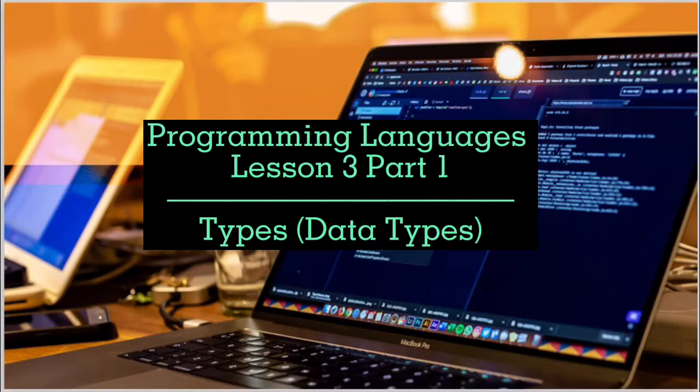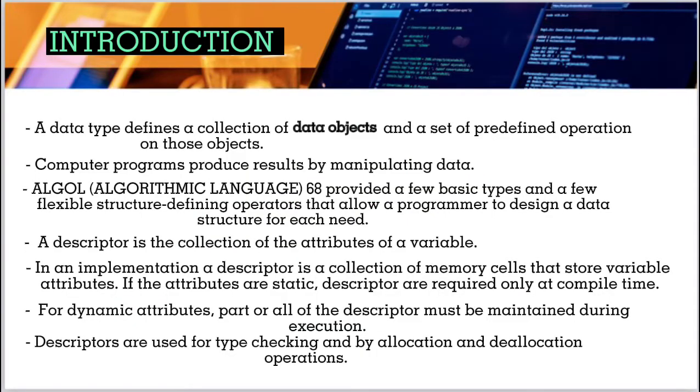In this video discussion, we talk about programming languages, Lesson 3, Part 1, which is the types of data. So let's start. A data type defines a collection of data objects and a set of predefined operations on those objects. Computer programs produce results by manipulating data.